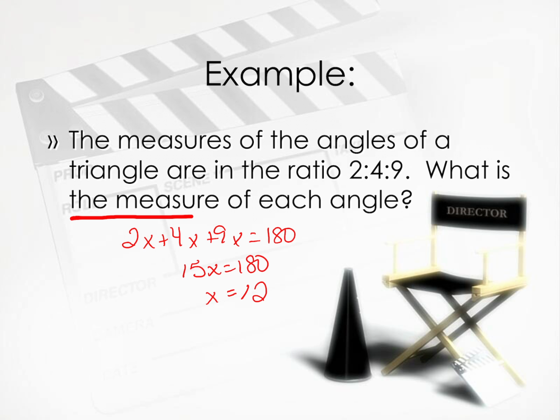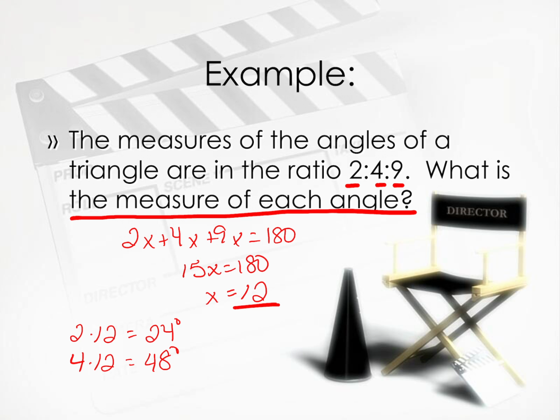But it wants the measure of each angle. So to get the measure of each angle, you're going to take this 12 and plug it in, or multiply it by each one of these. So your angles, you're going to have one that's 2 times 12, so you'll have one that's 24 degrees. You're going to have one that's 4 times 12, which is 48 degrees. And then you'll have one that is 9 times 12, which is 108 degrees.